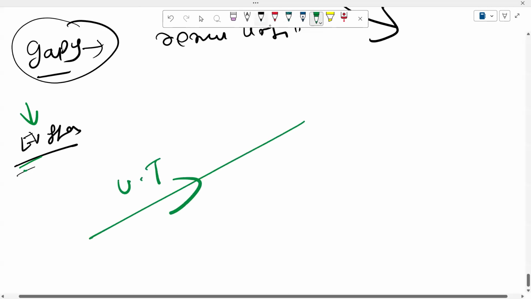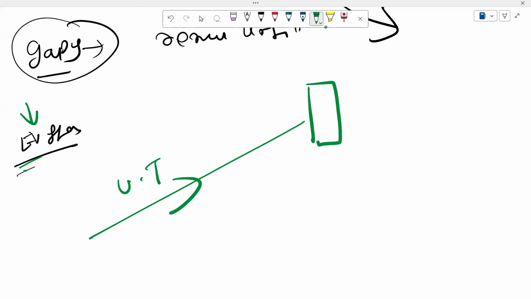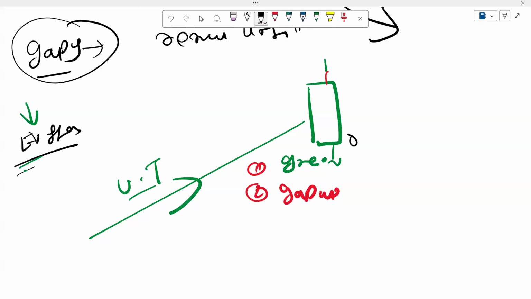In an uptrend, you need to identify three candles. The first candle should be green, because it is very obvious in an uptrend you will find a green candle, a green Marubozu type candle. The first condition is a green candle, the second condition is a gap up. Market should form a gap up. It opens here, closes here, and on the next day you see the opening is more than the closing, so this is a gap up opening.